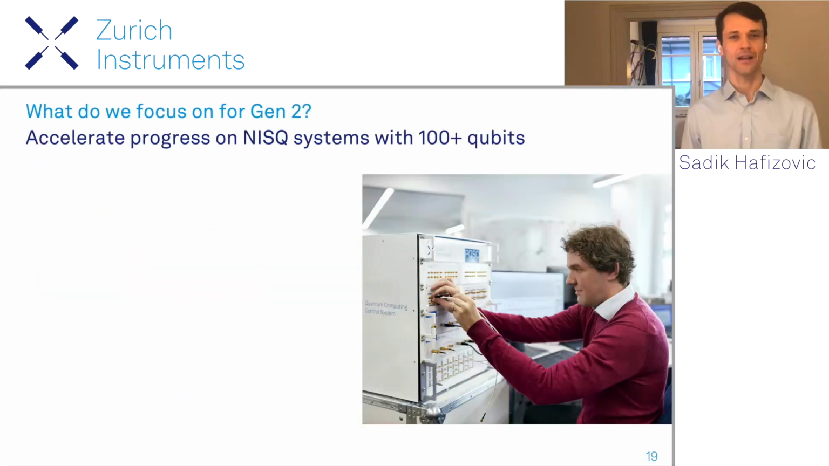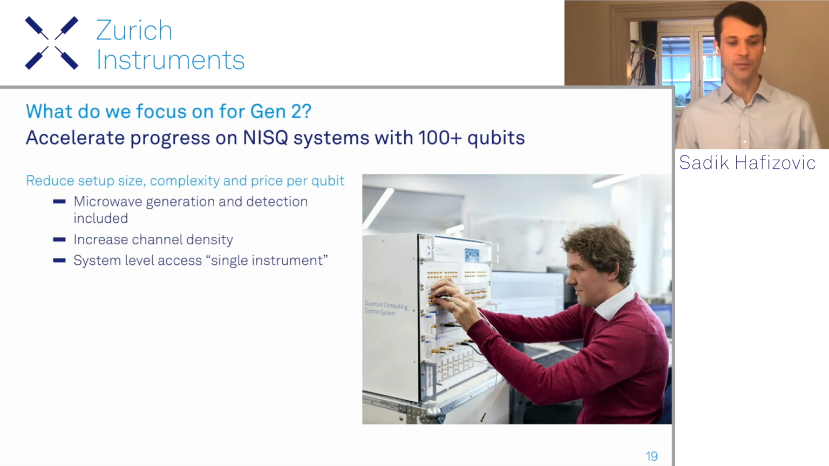Thank you. So what's the focus of our work today to complete our second generation QCCS? We want to accelerate progress on noisy intermediate scale quantum systems for 100 qubits and beyond. We believe it's really important to reduce system size, complexity, and price per qubit. We do so by integrating microwave generation and acquisition into our instruments, no more external IQ converters. We increase the channel density and we implement a strictly single instrument user experience. The user operates the entire QCCS as if it were a single instrument.